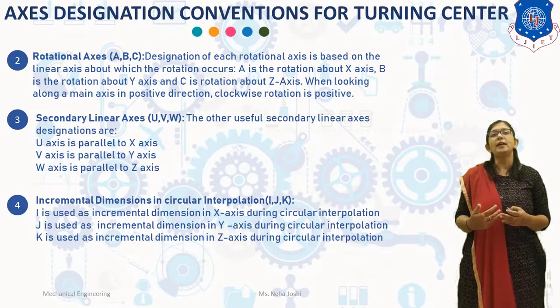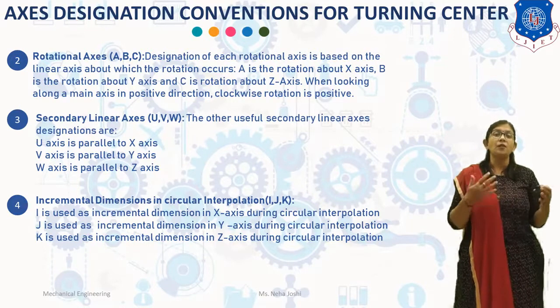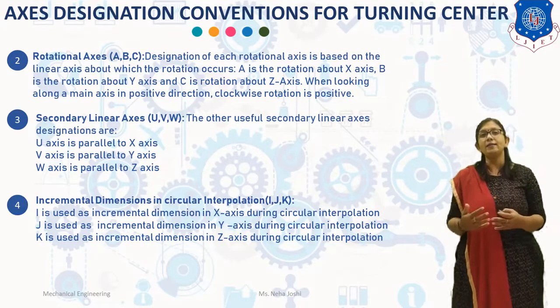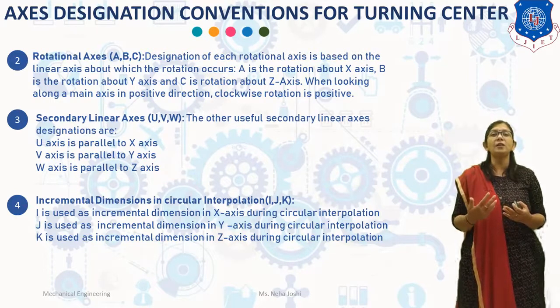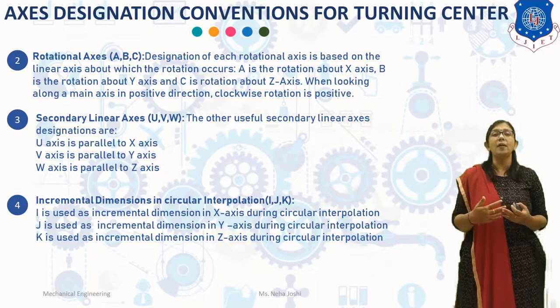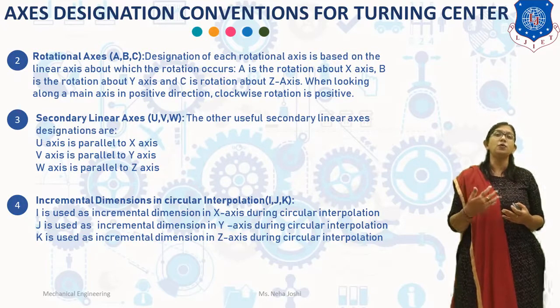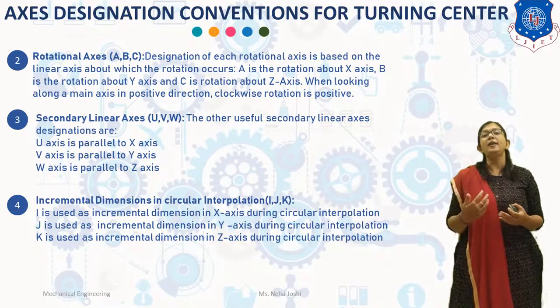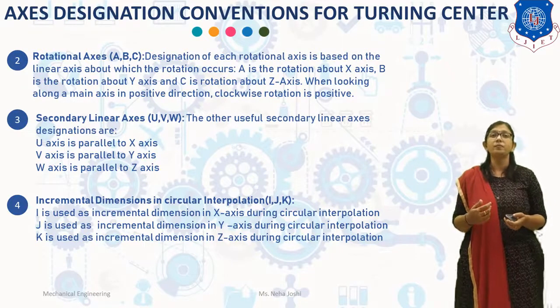The other useful secondary linear axes in axis designation are U, which is parallel to the x-axis, V, which is parallel to the y-axis, and W, which is parallel to the z-axis. The fourth one is incremental dimension in circular interpolation. I is used as an incremental dimension in the x-axis during circular interpolation, J in the y-axis, and K in the z-axis.